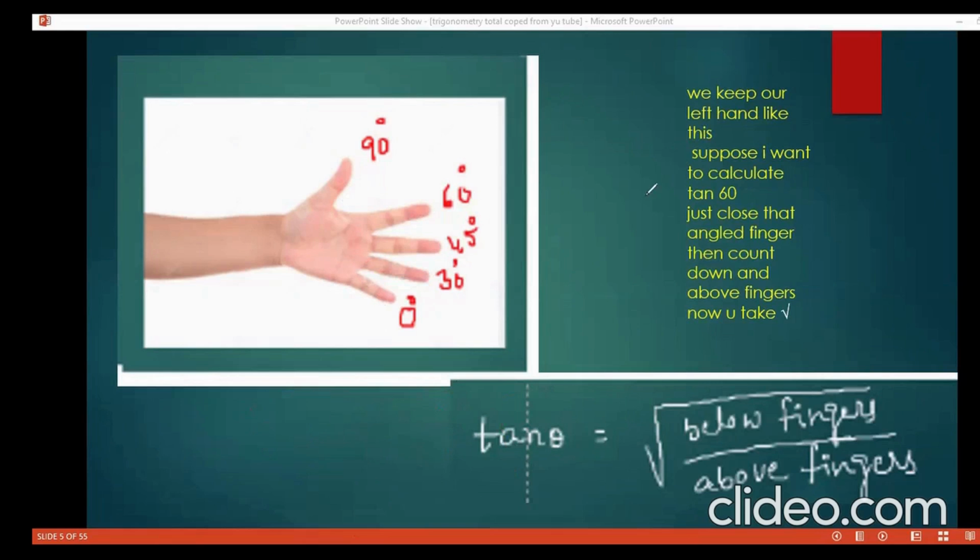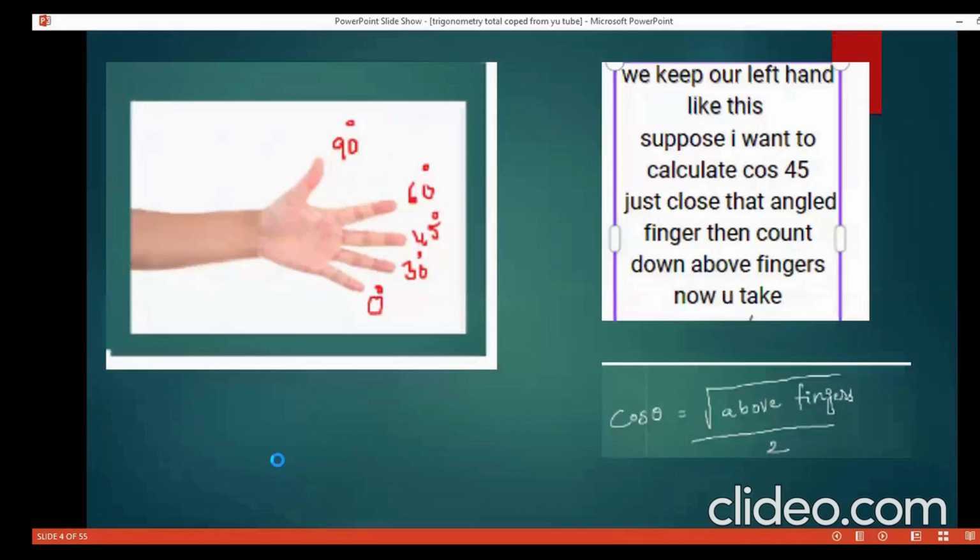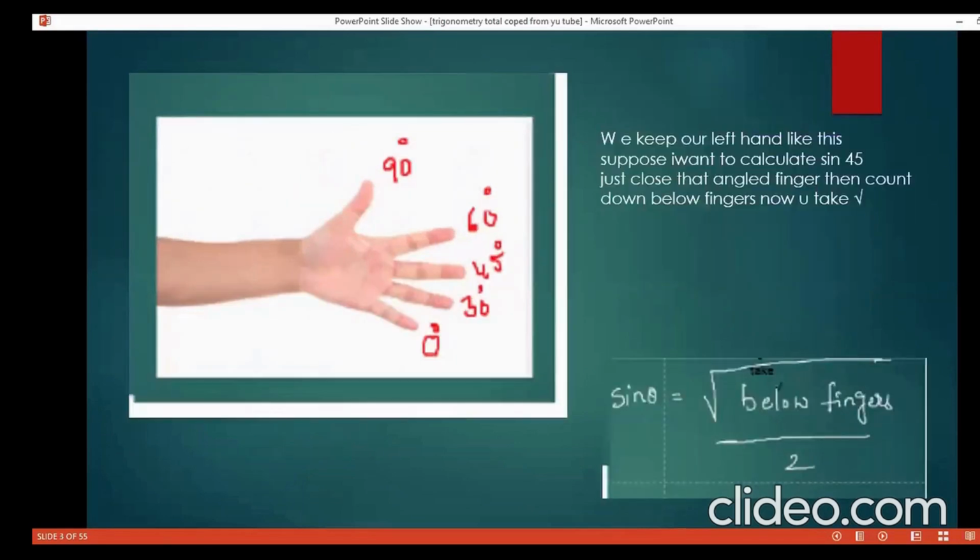So, like this, we can easily calculate tan theta, right? But suppose I want to calculate cosec theta, or I want to know sec theta. Then what do you do? You can observe we already calculated sine theta, right? We know sine theta and cosec theta are reciprocals. So, what do we get? You just take the reciprocal of this one: 2 by square root of below fingers.